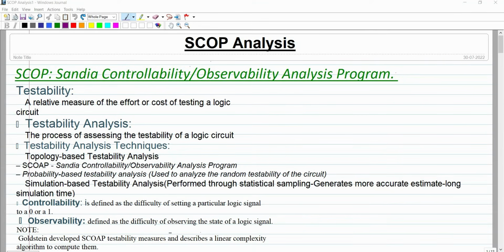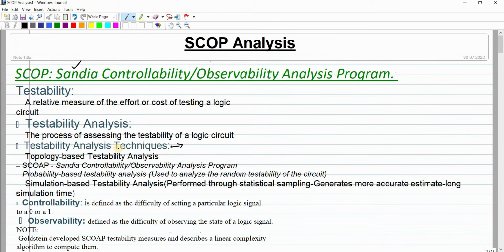So today we are going to discuss one of the interesting topics in the VLSI testing subject, that is SCOAP analysis. So what is meant by SCOAP? SCOAP means Sandia Controllability and Observability Analysis Program. So what is SCOAP analysis? It is one of the testability analysis techniques.